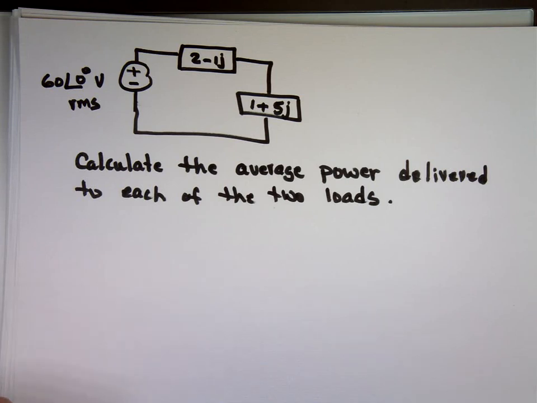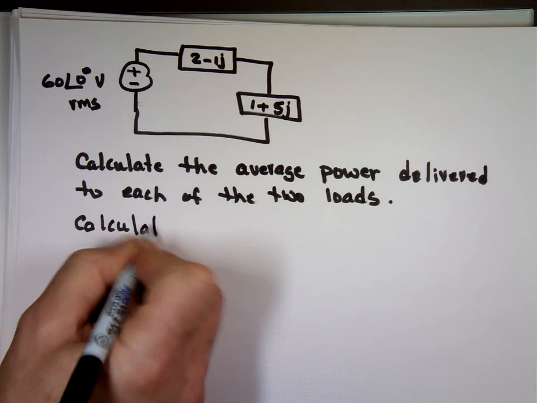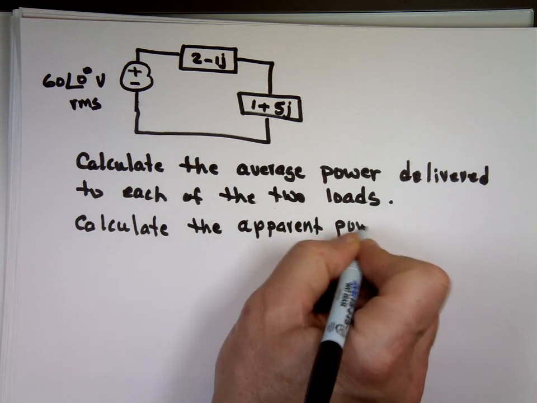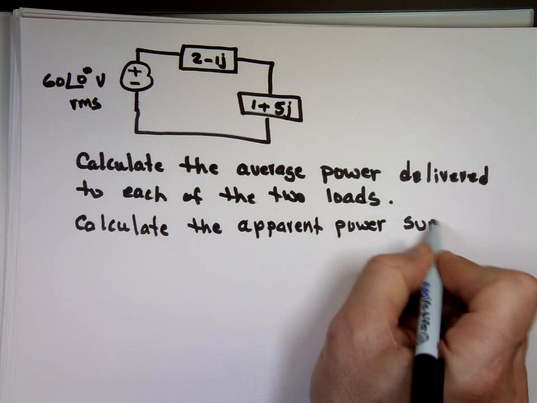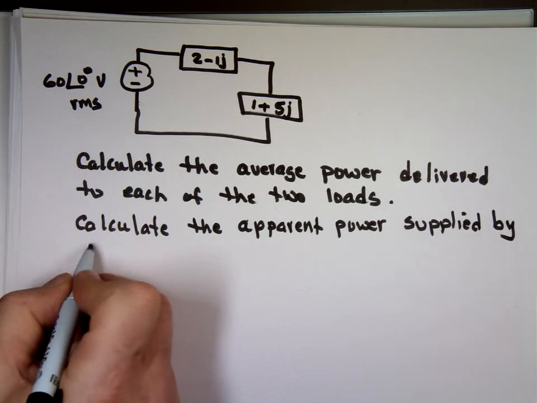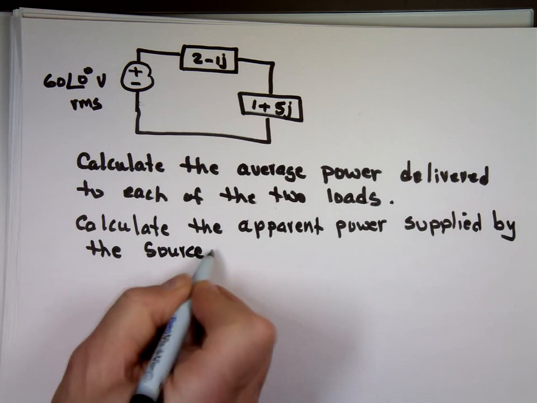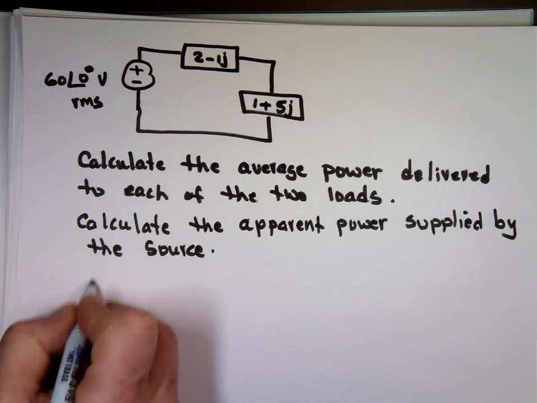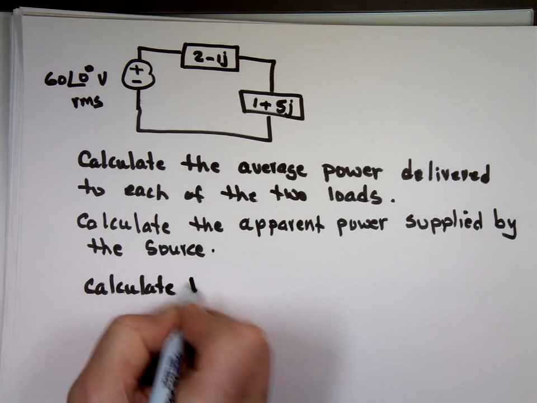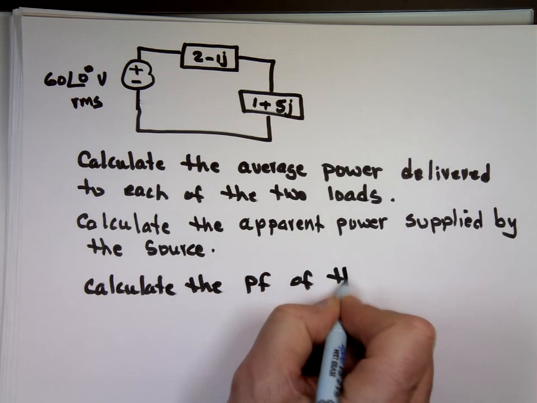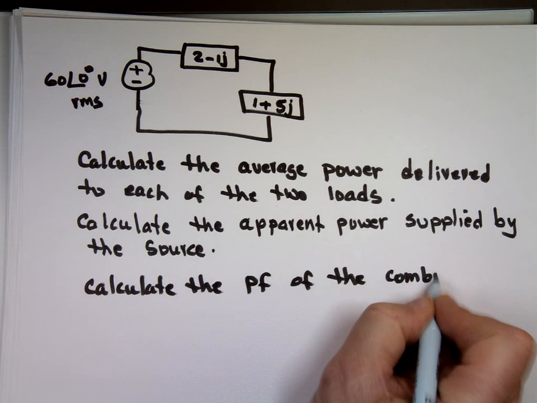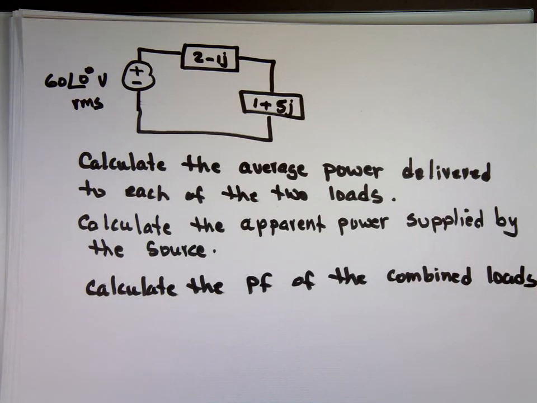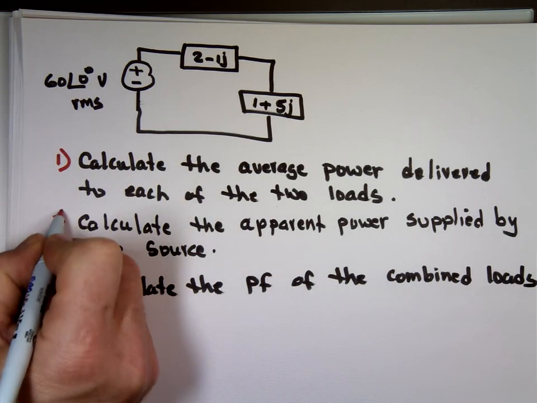And while we're at it, let's also calculate the apparent power supplied by the source. Let's do both of these. And while we're at it, let's calculate what? The power factor of the combined loads. If you take the two loads together and combine them, what's the power factor? So three questions I'm asking: question number 1, question number 2, and question number 3.